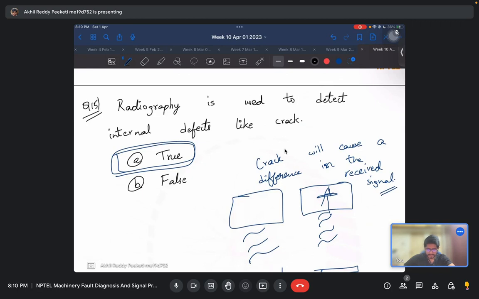Radiography is used to detect internal defects like cracks. True. With radiography you can send signals inside an object and detect them using a sensor on the other side, or on the same side as the transducer or signal generator. Now if there is a crack inside, the signals you receive at the receiver end will be different than in a system with no cracks. So you can detect internal defects like cracks using radiography.